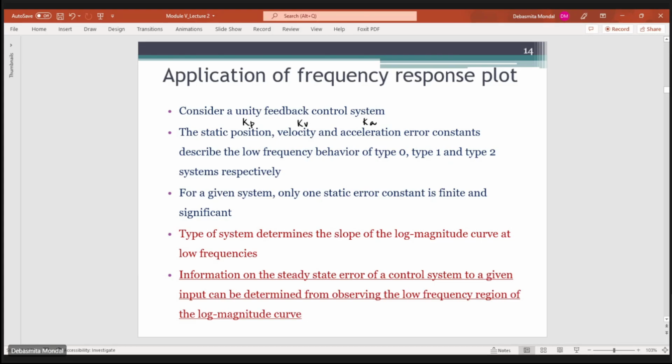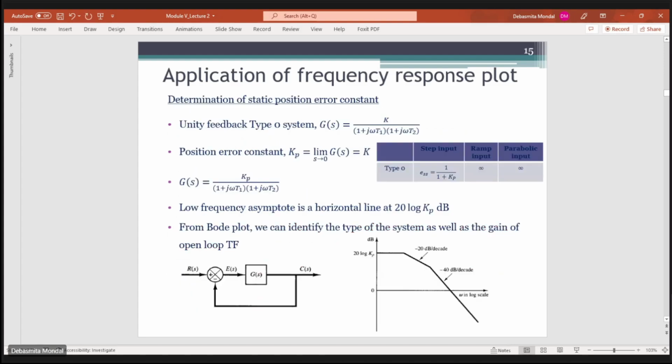So you can say that the type of a system basically determines the slope of the log magnitude curve at low frequencies. And once we find out the values of Kp, Kv and Ka from that slope, we can find out information about the steady state error of the control system.